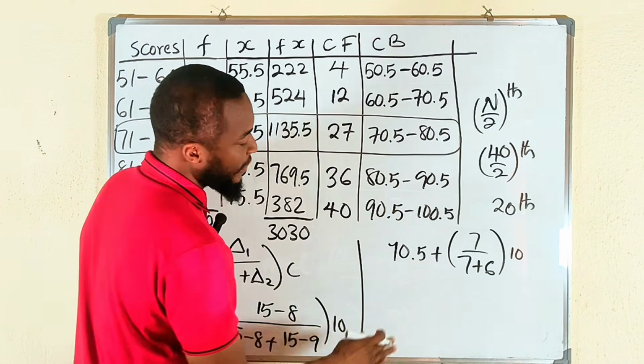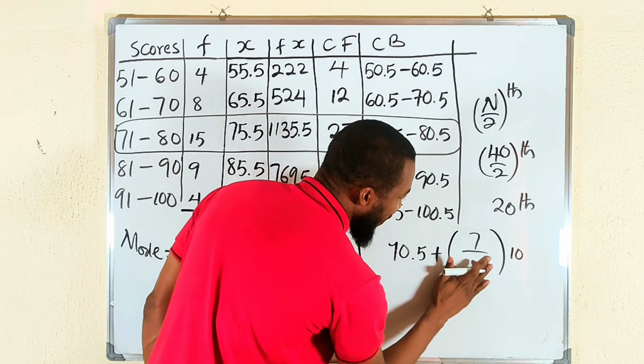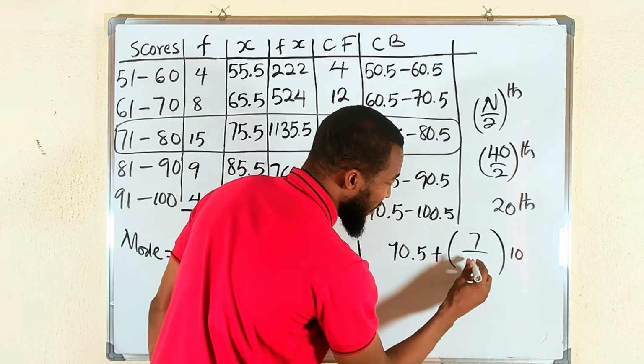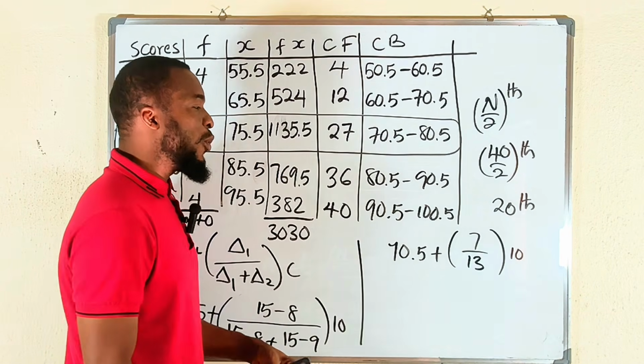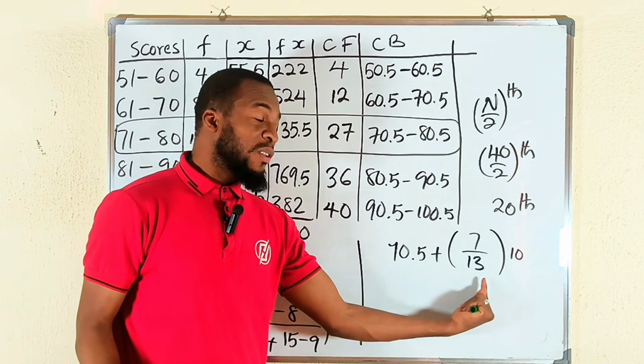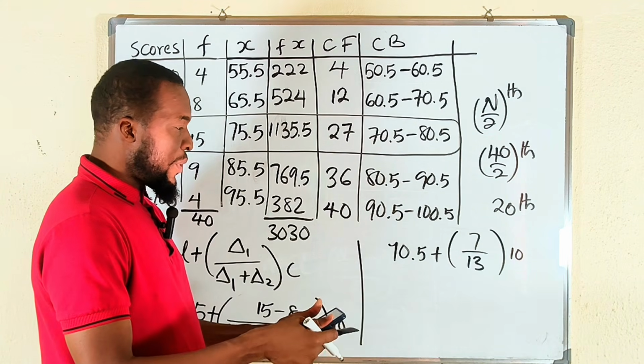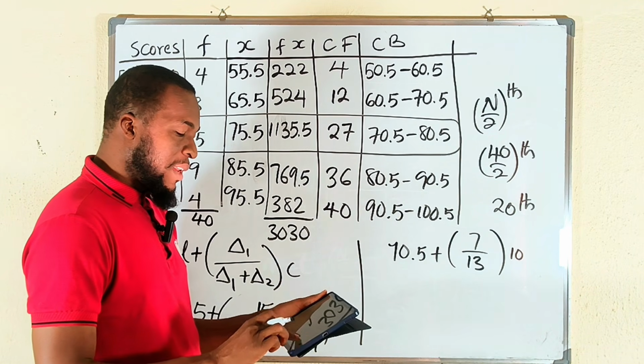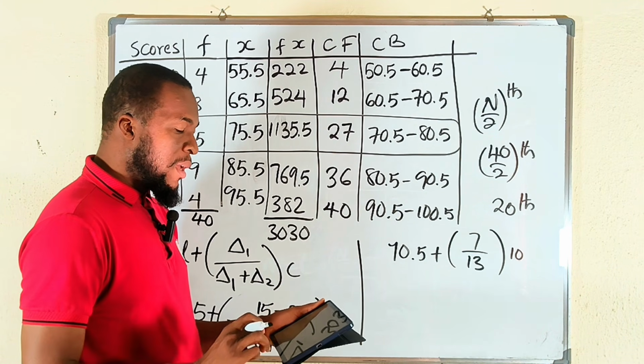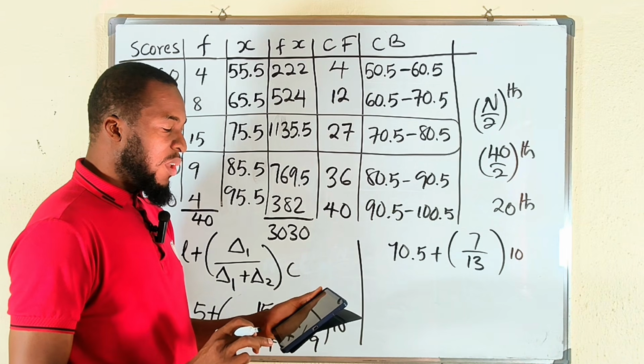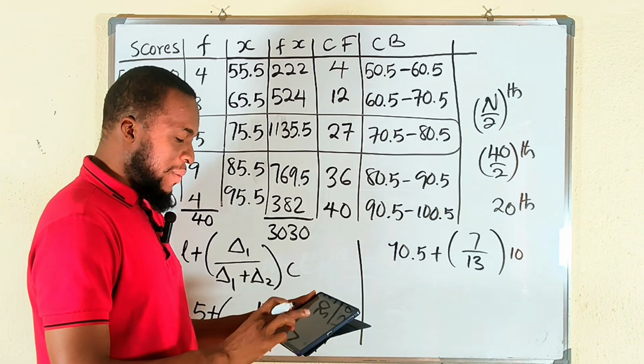So what you're going to do is you can add this one. This is going to give us 13, right? So let me do that here. This is 13. 7 plus 6 is 13. So if you multiply by 10, you're going to get 70 over 13. So let me press 70 divided by 13 directly. And this is going to give us 5.384 something. Then you add it to 70.5.